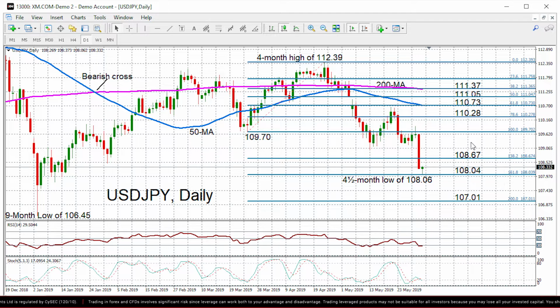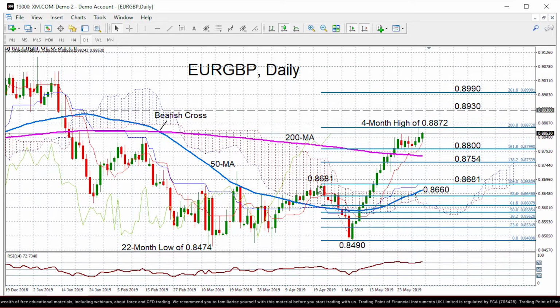If though we do see a bit of a rebound, then we could see resistance coming from the 138.2% Fibonacci at 108.67. Above that we've got 109.70 as the next potential resistance. But in order for the pair to restore its neutral outlook, we would need to see dollar yen head back towards the 50-day moving average, that's around 110.73, also the 61.8% Fibonacci, and also the 200-day moving average near 111.37, that's the 38.2% Fibonacci.